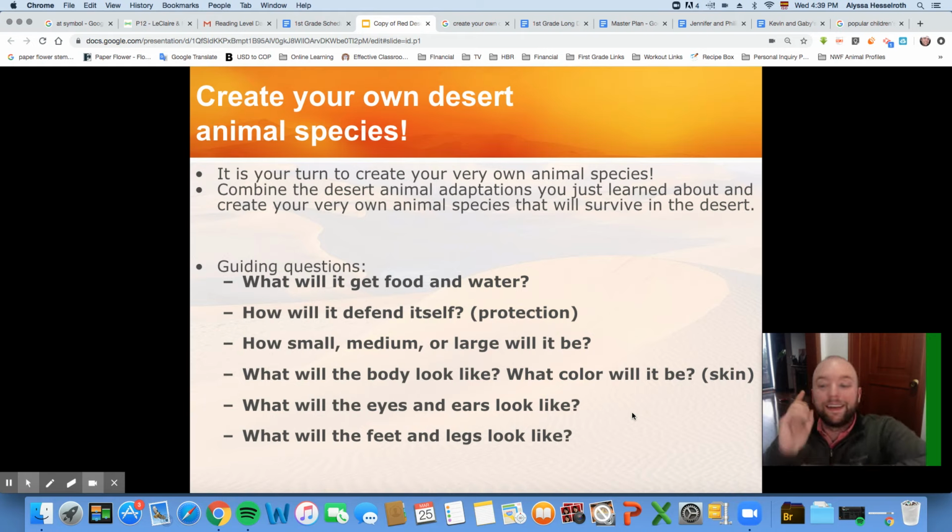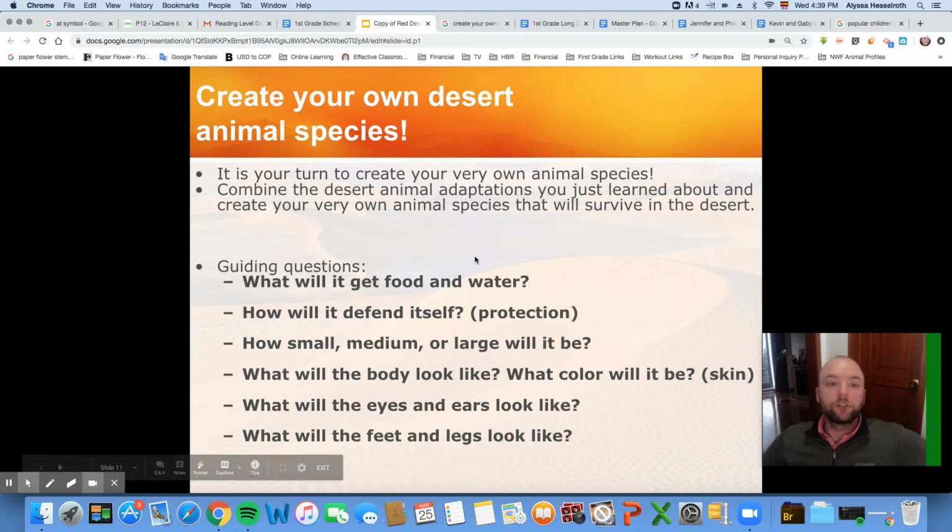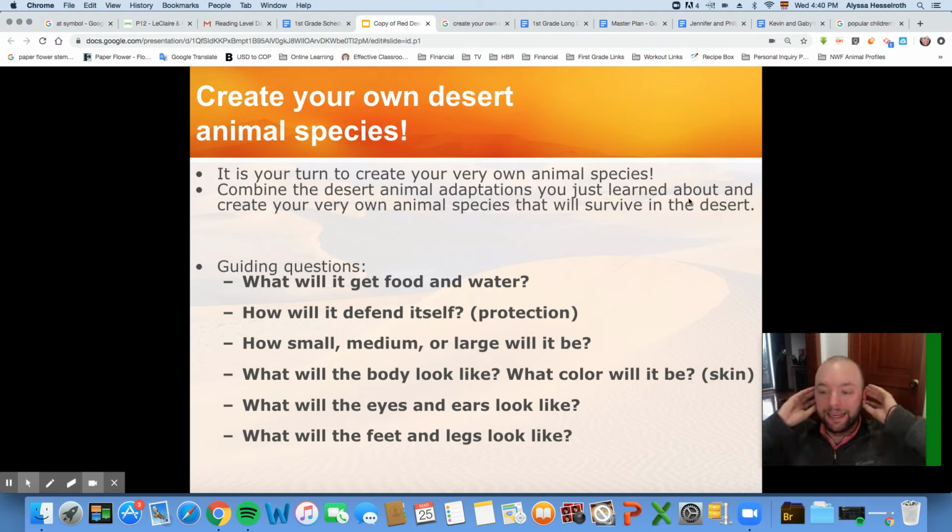Okay, so now it is your turn. You are going to create your own desert animal species. Combine the desert animal adaptations you just learned about with eyes and ears, with the skin, with what they use for protection, and their feet. You're going to create your very own animal species that will survive in the desert. You have to give it your very own name as well.